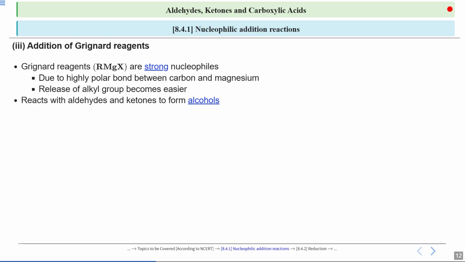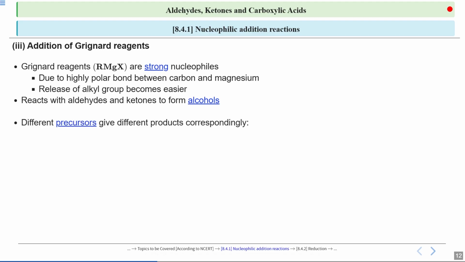Grignard reagents react with aldehydes and ketones to form alcohols. This reaction is an example of a nucleophilic addition, where the nucleophile adds to the carbonyl carbon, resulting in the formation of a new carbon-carbon bond and an alcohol.